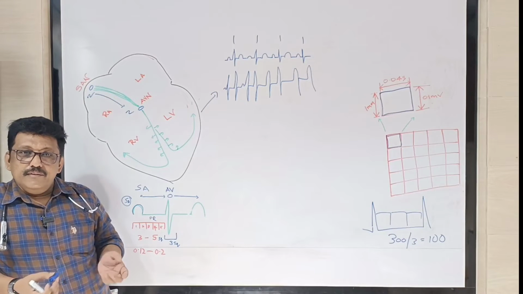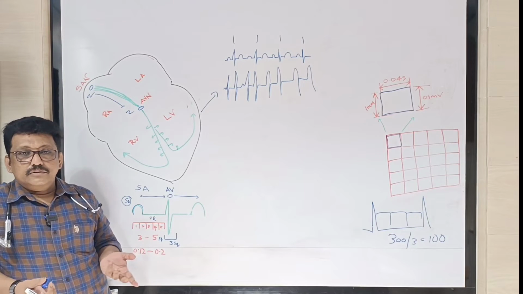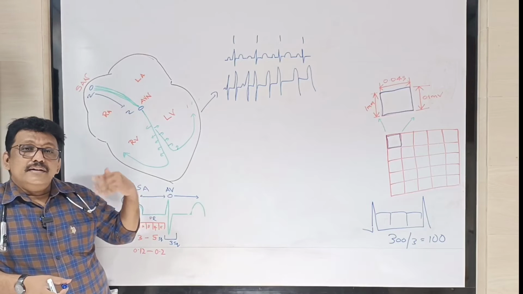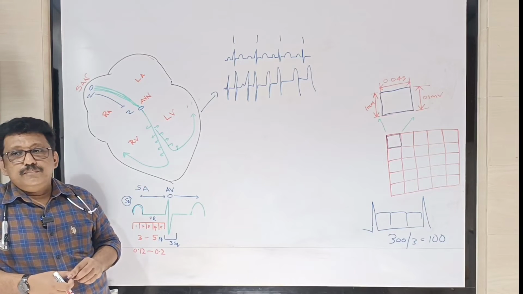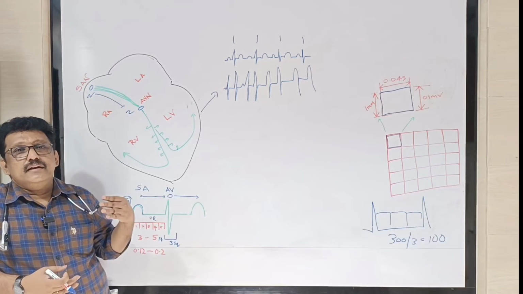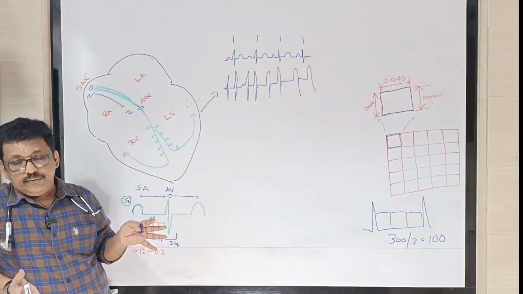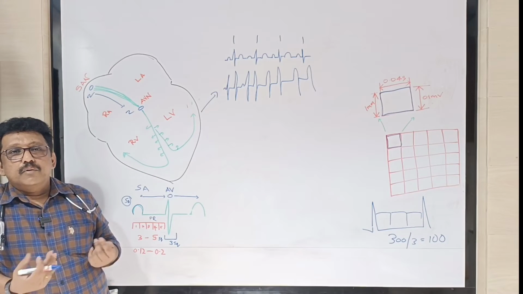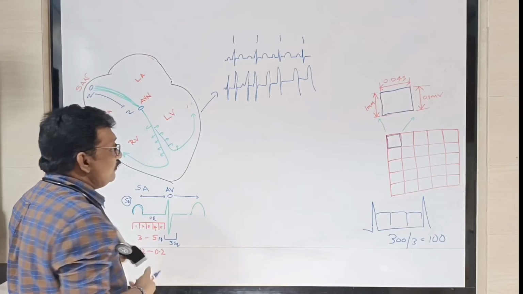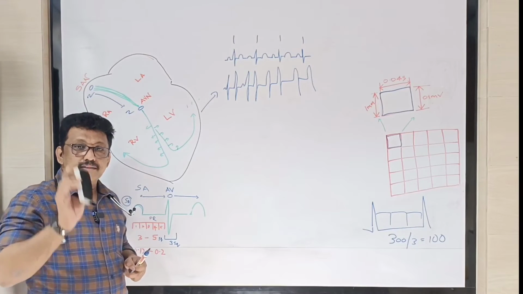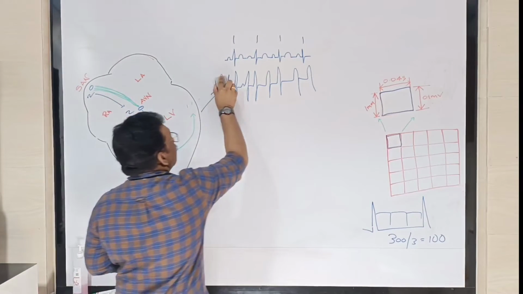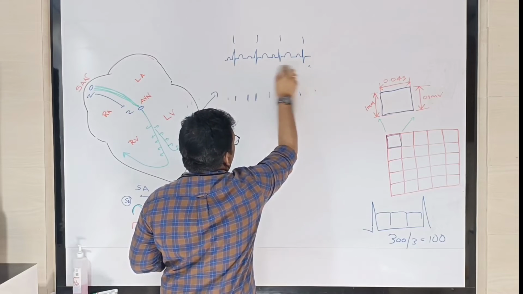Sinus tachycardia can be due to fever, pregnancy, anemia, thyrotoxicosis. So many conditions can present with sinus tachycardia. But if the heart rate is more than 140, you call it supraventricular tachycardia. Supraventricular tachycardia means the tachycardia is originating above the ventricle, that means the atrium, and it is producing a heart rate of more than 140. If the heart rate is 100 to 140 you call it sinus tachycardia, but to tell sinus tachycardia you should again have a P wave, PR interval, QRS complex.